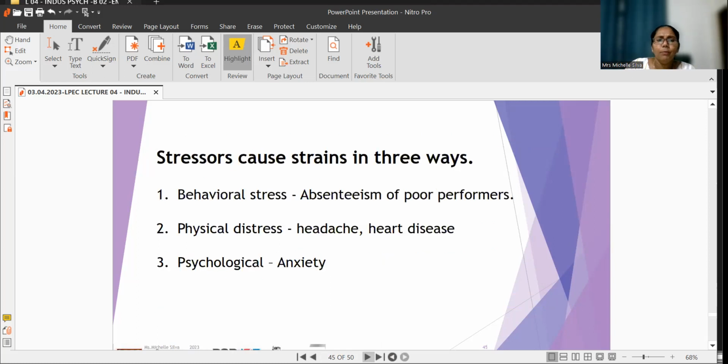So therefore, with occupational stress, there are several strains. Stresses cause strain, like behavioral stress. Because when people are stressed from their work, the behavioral stress will emerge, like absenteeism, poor performance, sometimes latecomers, late attendance. You can write down under behavioral stress: late attendance is also a stress. And physical stress means headache, heart diseases, body aching, etc.